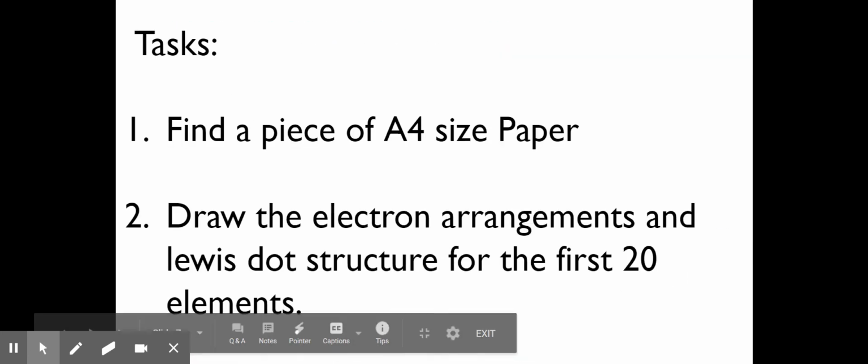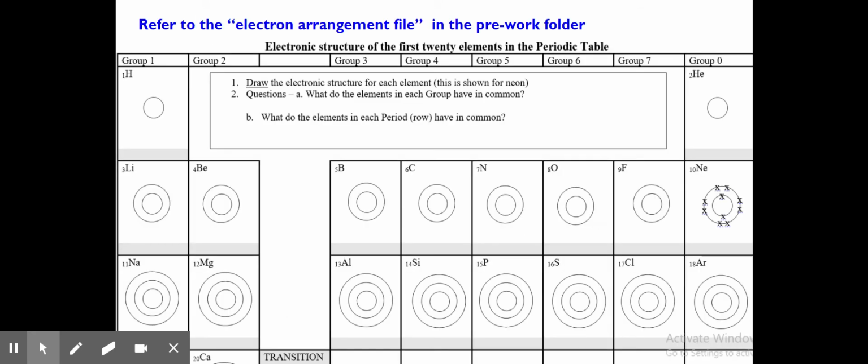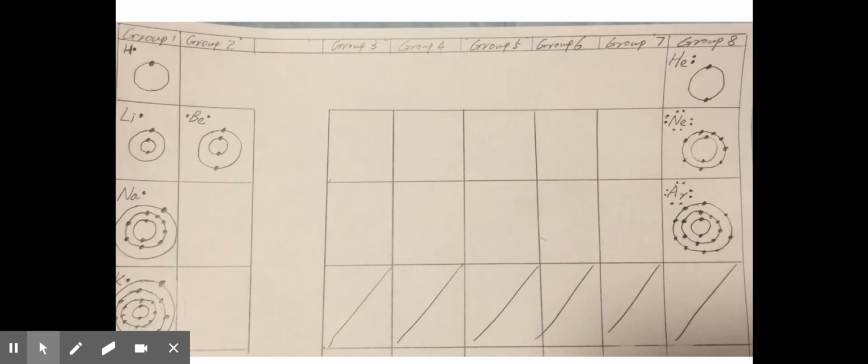Then you're going to draw the electron arrangements and Lewis dot structure for the first 20 elements. The paper in the pre-work folder looks like this. If you have a printer, again, print this out. If you don't, we are going to do it by hand. I'm going to show you how to do this. I already did one example.